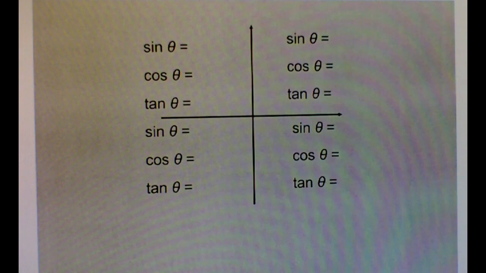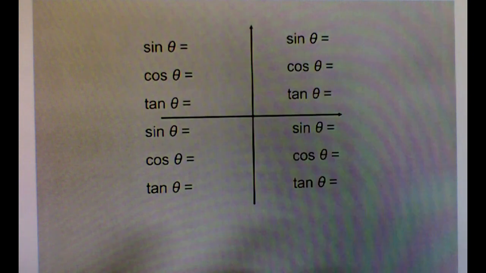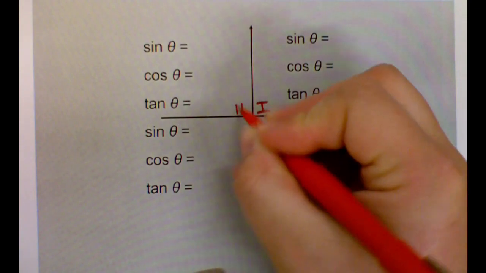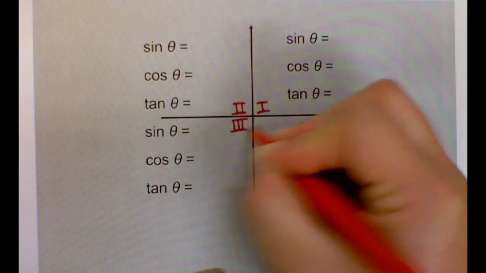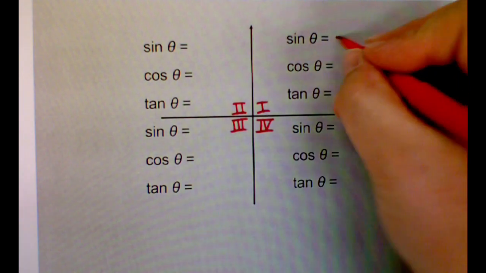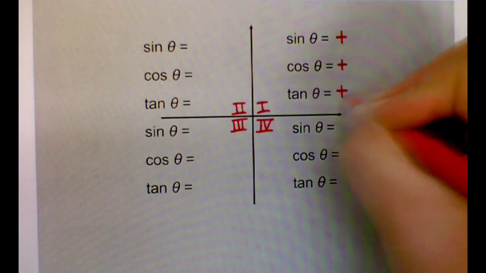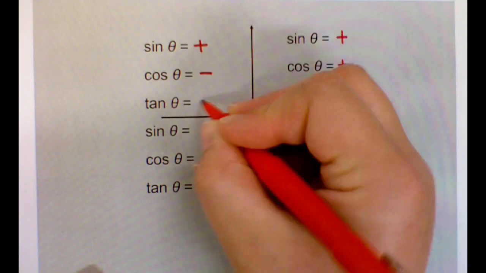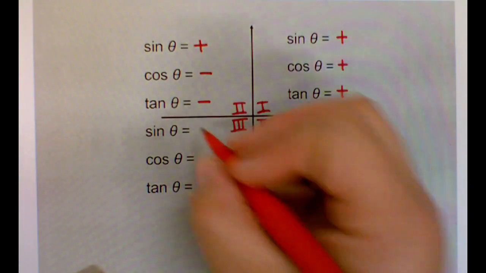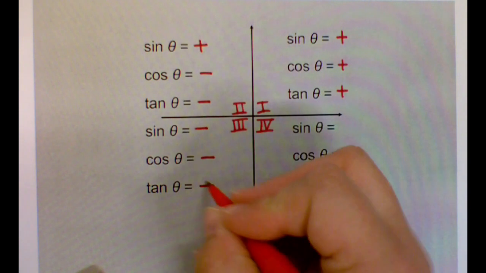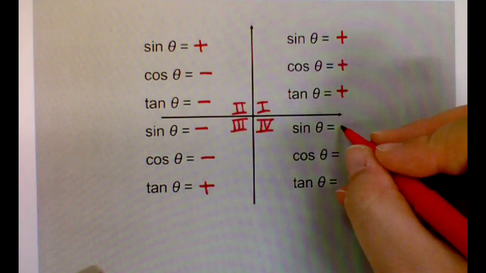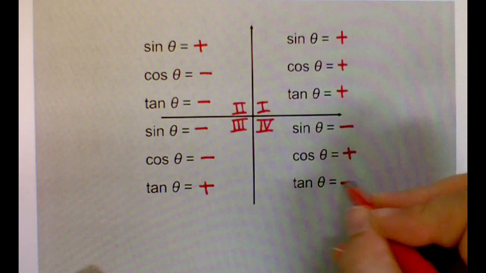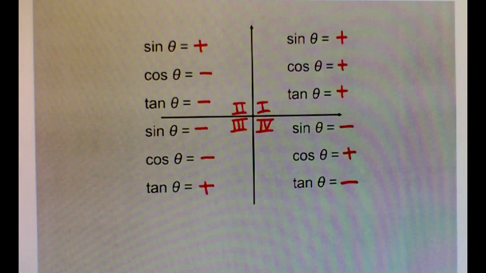So, again, a different way of writing this. In the first quadrant, remember 1, 2, 3, 4. First quadrant, everything is positive. Second quadrant, sine will be positive, negative, negative. Third quadrant, negative, negative, positive. Fourth quadrant, negative, positive, negative. Every single time.